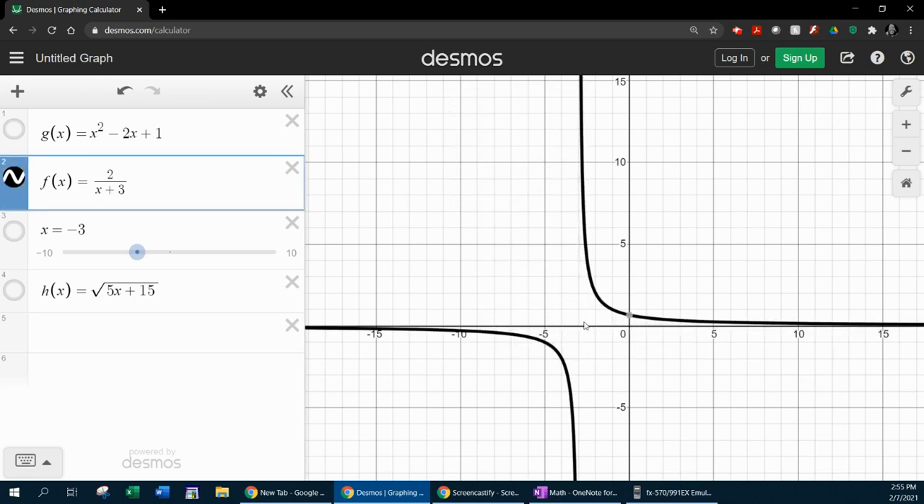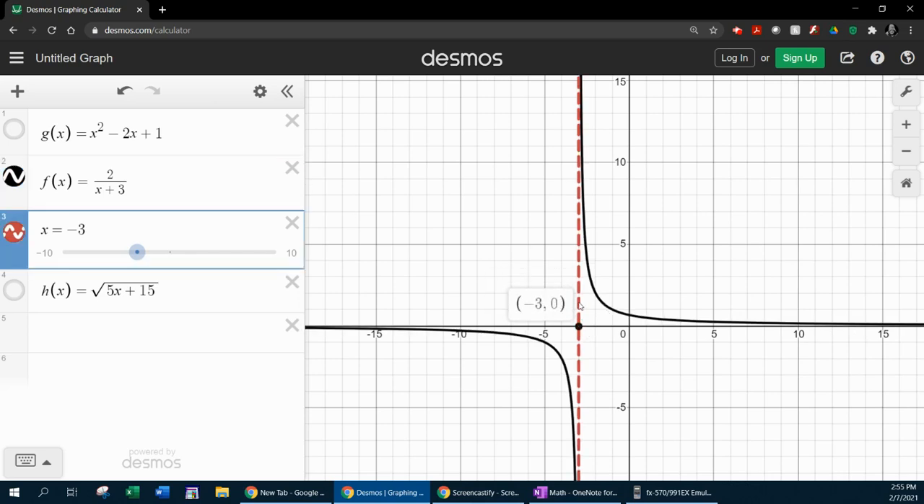and it continues on to infinity. So what we call this number that the graph is approaching but never touching is an asymptote. So here I'm showing x equals -3 is where the asymptote would be. And the definition there: an asymptote is a line that the graph approaches but never touches.